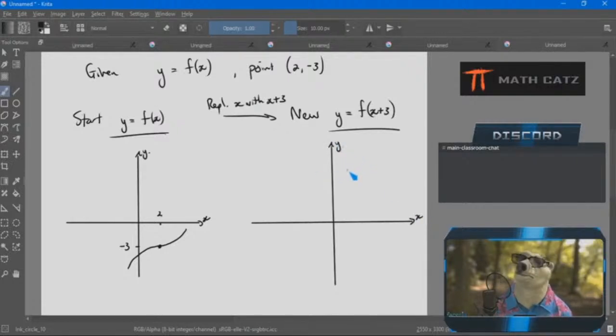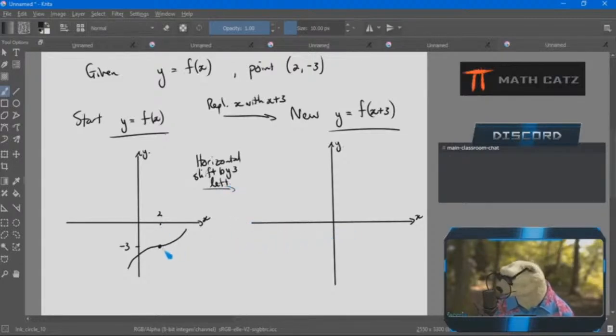Now, it's a little bit more abstract than working with a specific y equals x squared, but nothing changes. When I do this replacement transformation, what happens to the graph is a horizontal shift, the same argument as for the parabola. Let's say by 3 units. And because it's x plus 3, I'm going to go left this time.